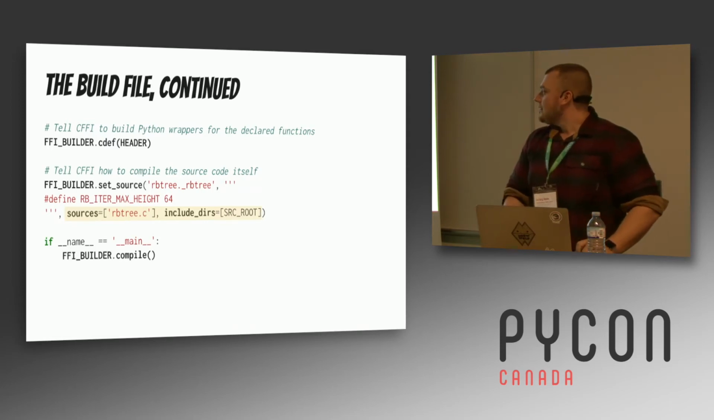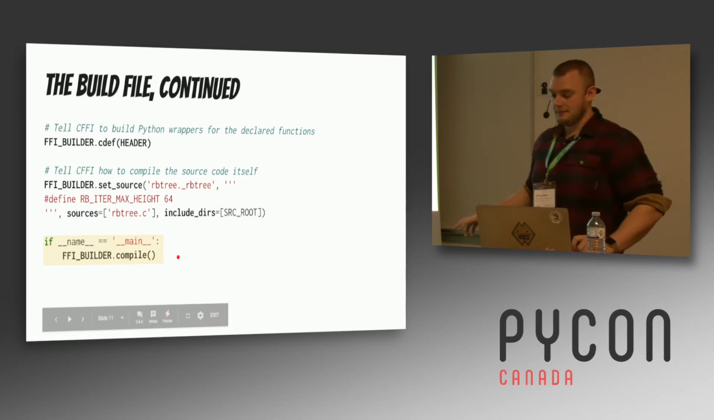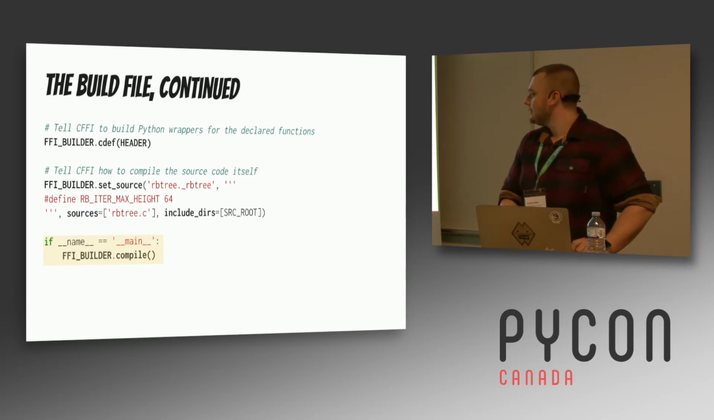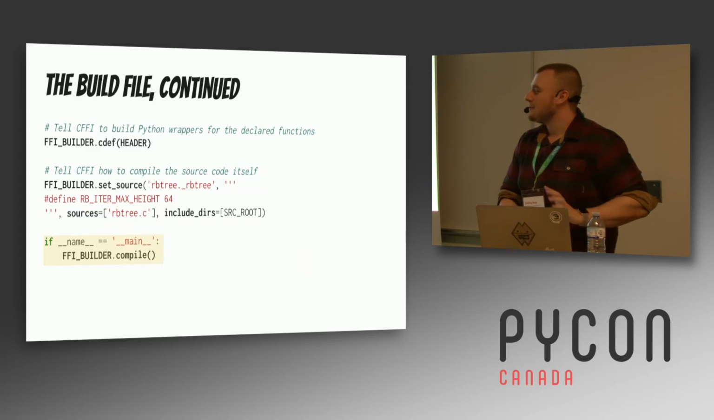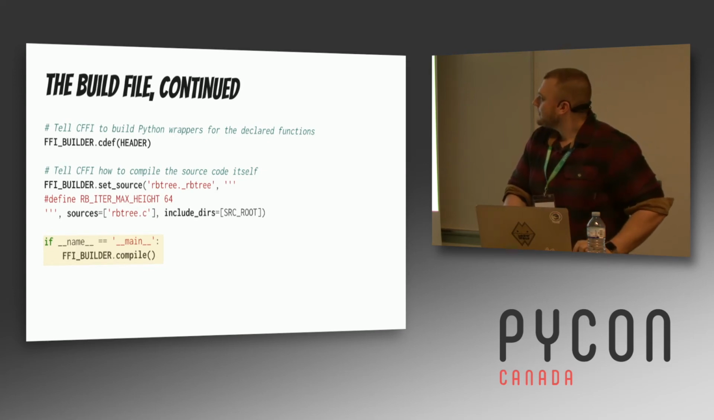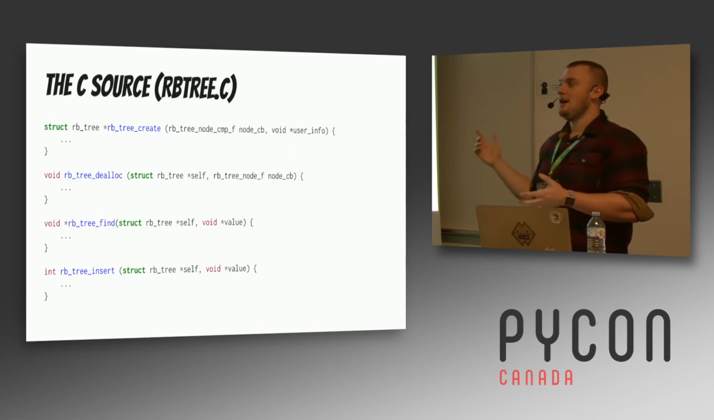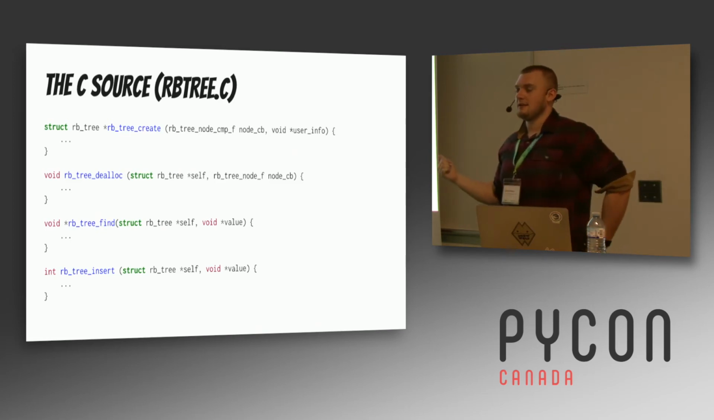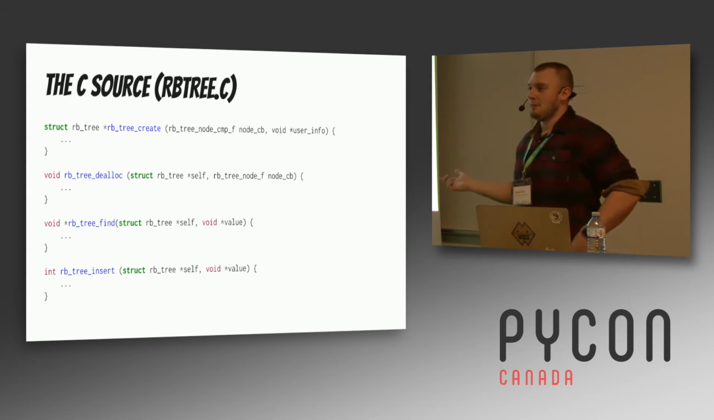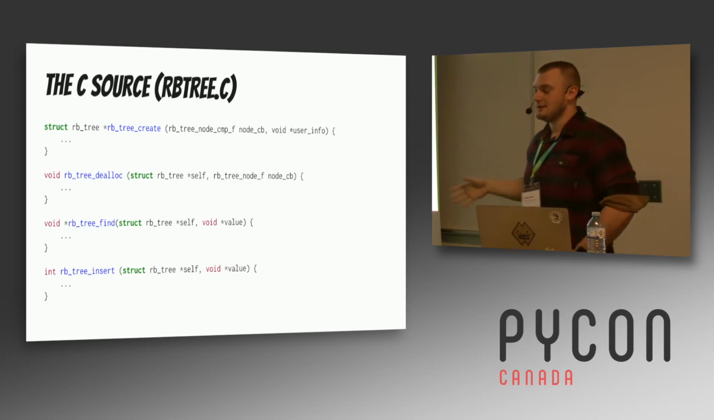And then once you set that up, the final block is that if you run that build file directly, it's going to do ffibuilder.compile. That's helpful for debugging, for figuring out if you actually have compilation issues in terms of C itself. The C source file is something we actually don't need to worry about what's in it. I have found, and I'm going to link at the end of these slides, a nice public domain implementation of red-black trees that uses a similar API layout to this.